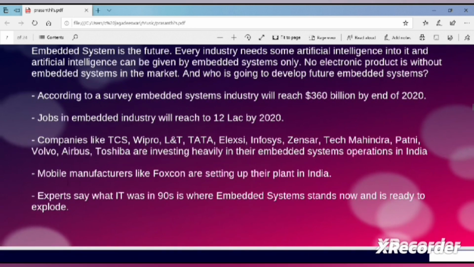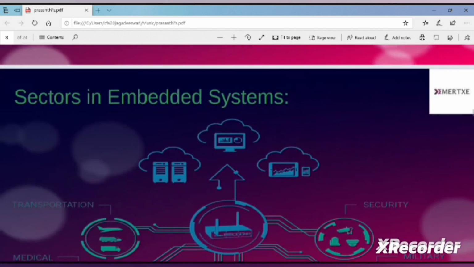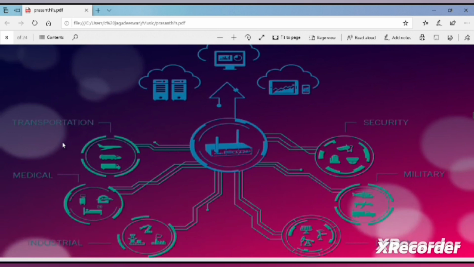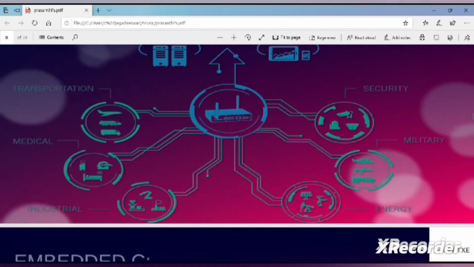Mobile manufacturers like Foxconn are setting up their plants in India. Experts say that what IT was in the 90s is where embedded systems stand now, ready to explode. The main sectors of embedded systems are transportation, medical, industrial, energy, military and security, and many more.